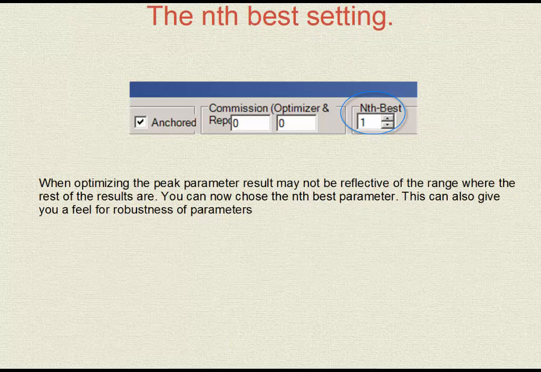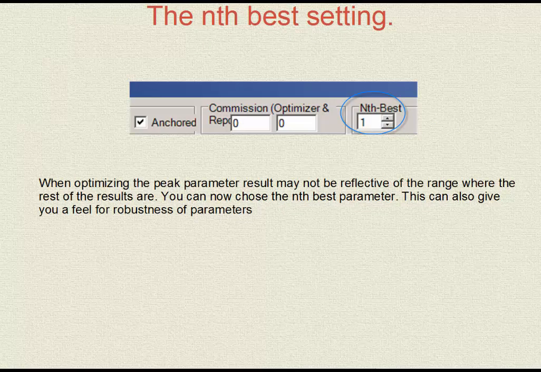Optimization by default chooses the peak fitness. The danger of this is the peak settings are not always the best or the most robust settings. You can now test the effect of choosing a non-peak setting, for example, the 5th best setting. You can see if that will increase the walk forward performance or by how much it will degrade. That gives you a little bit of an idea on how robust it is.